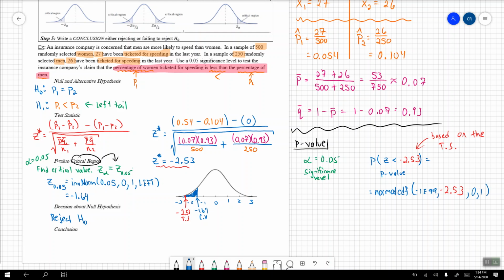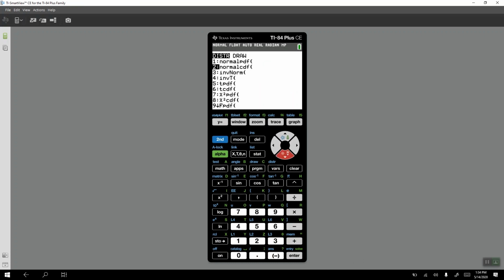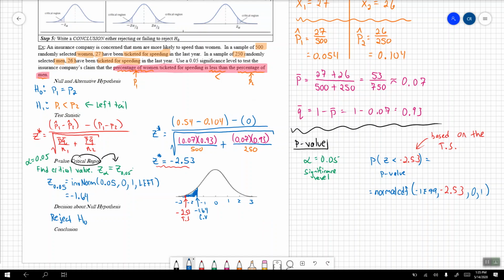And I'm going to go through to the TI, and I'm going to input this in. So follow me along. Here we are, so we're going to go to that distribution, we're going to go to normal CDF, left was at negative 1E99, the upper, excuse me, that's going to be negative 2.53, there we are, mean and standard deviation are all going to be the same here, 0 and 1, and we get a probability, or a p-value, of 0.0057. So that's what I'm going to be using.